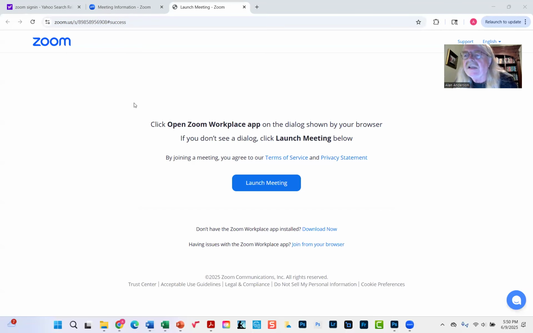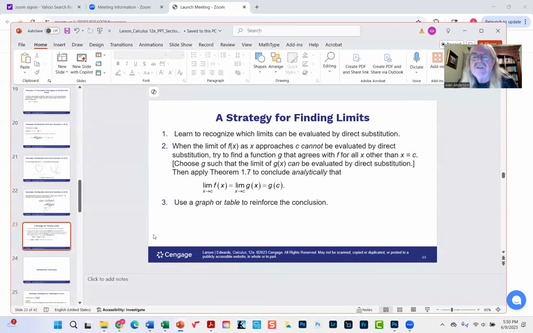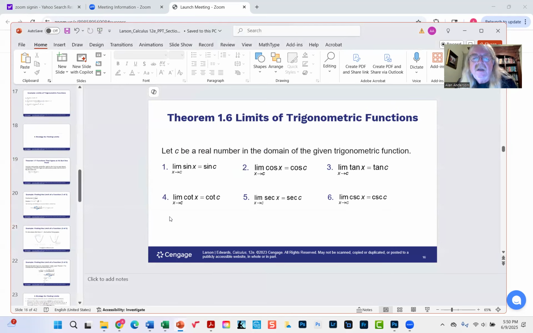Okay, so today we're going to carry on with our discussion about limits. Last time we looked at the theoretical underpinnings of limits. Now we're going to focus more of our attention on a series of rules that we can use to calculate limits. And so we'll go back to the slides for a second and see where we left off.